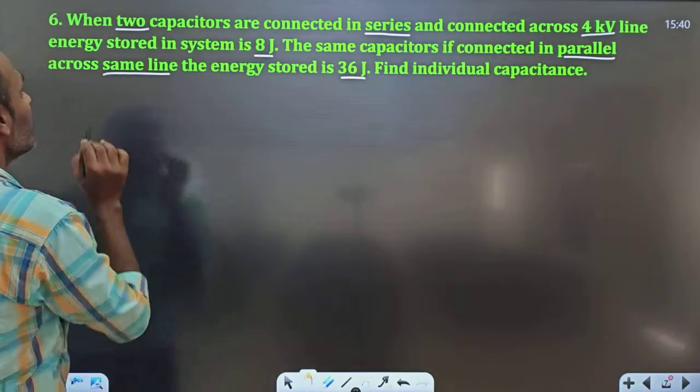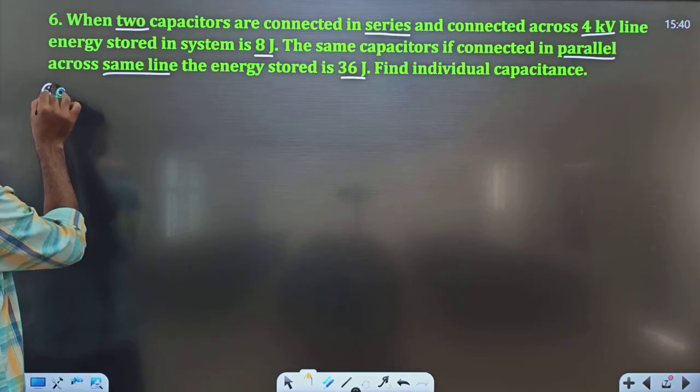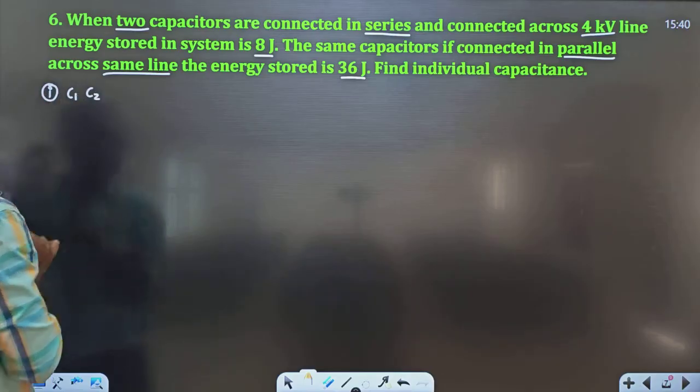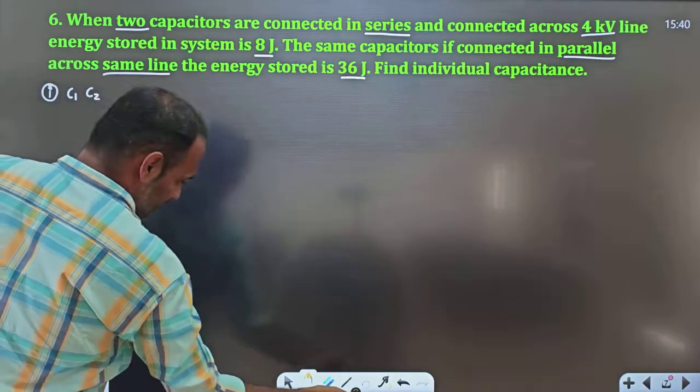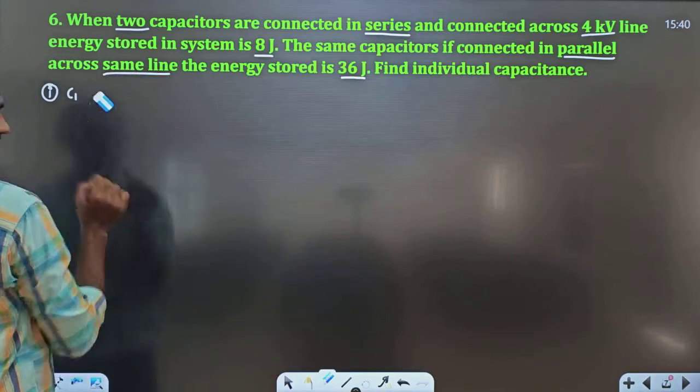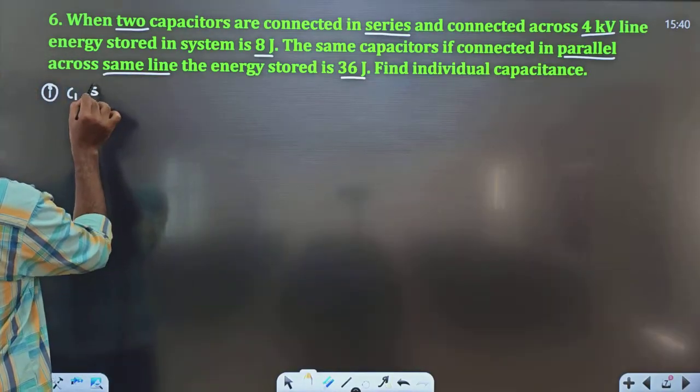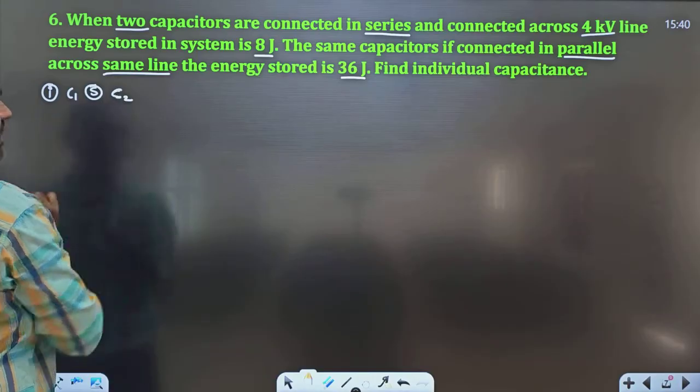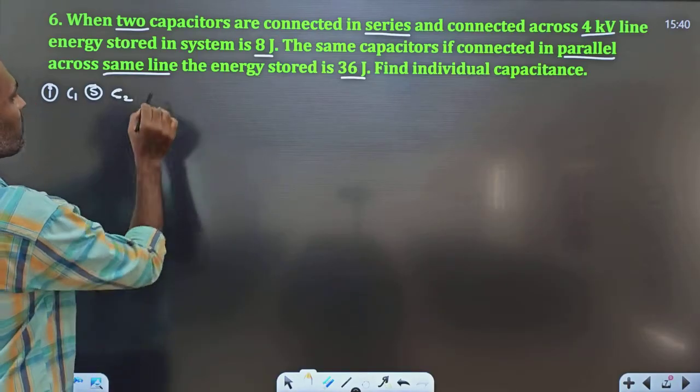First, what have they said? There are two capacitors, C1 and C2. They say they are in series. Okay, C1 and C2 are in series. These both are in series. Correct? And they are connected to a 4 kilovolt line.